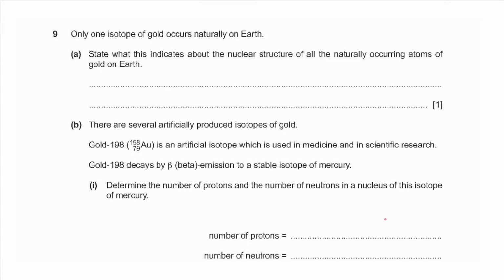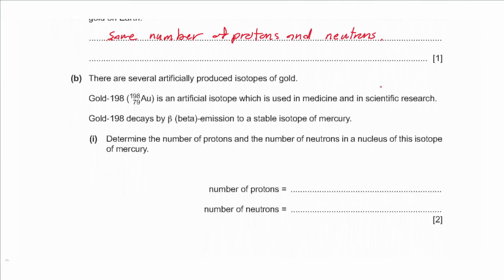Question 9 says only one isotope of gold occurs naturally on Earth. State what this indicates about the nuclear structure of all the naturally occurring atoms of gold on Earth. So if there is only one isotope, they have the same number of protons and neutrons. There is no variation.